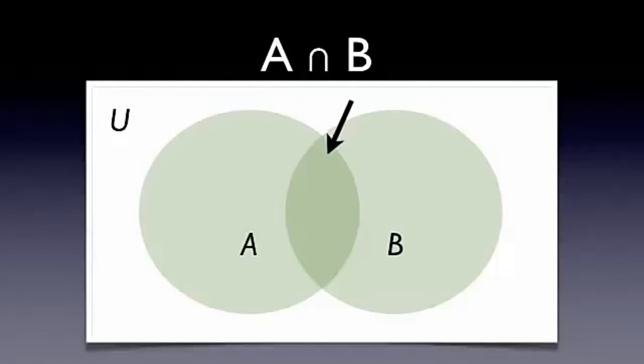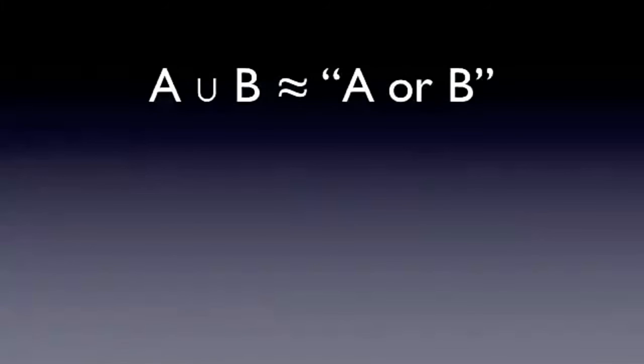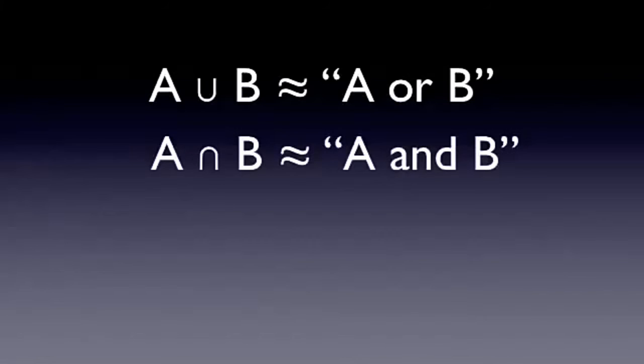You may have noticed that unions and intersections are functionally similar to the OR and AND operations used in logic. The union of A and B can be described as the set of values that are contained in set A or B, and the intersection of A and B can be described as the set of values that are contained by both A and B.